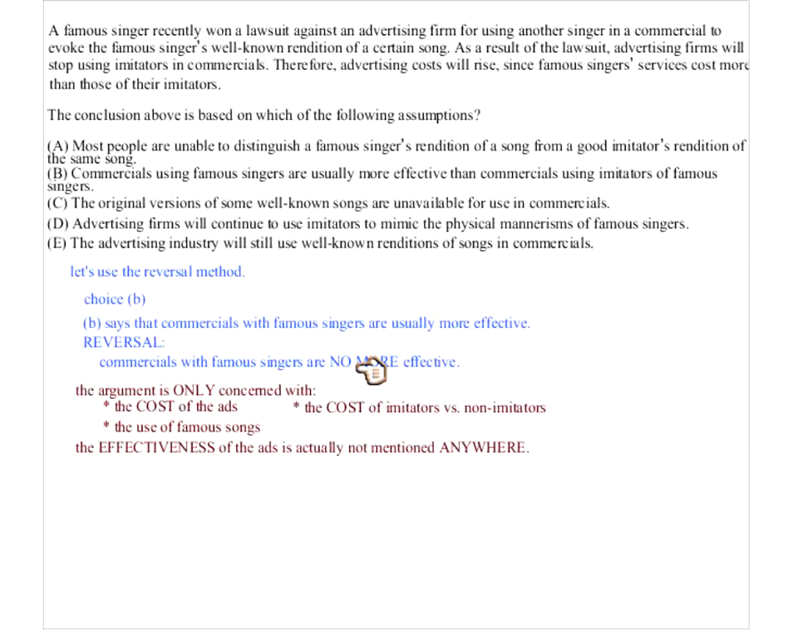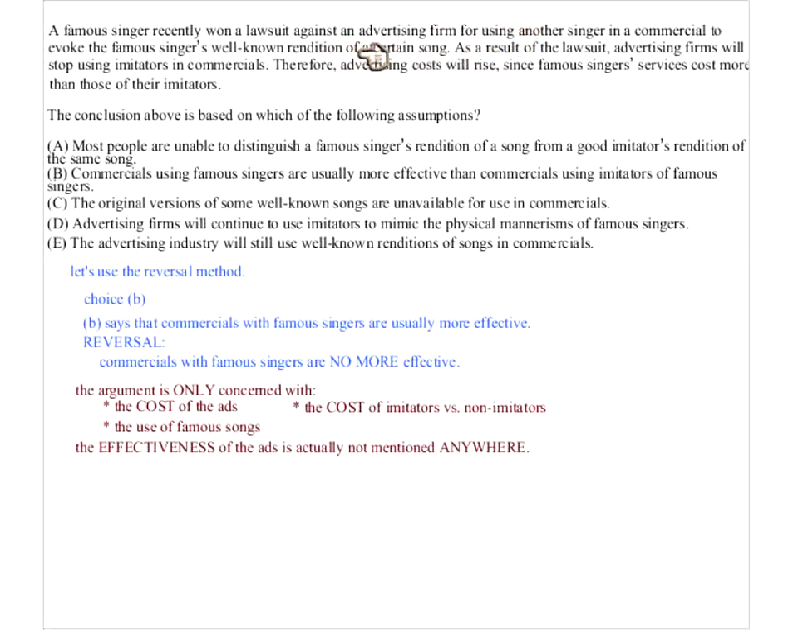In fact, if you have something like this where you're completely out of scope, you actually don't even need to use the reversal method to figure that out. But if you do, it may make it more clear. Because if something is really out of scope, then if you reverse it, it'll still be out of scope. But in this case, the reversal method may simply highlight that fact. The effectiveness of the ads has nothing to do with anything that's here.